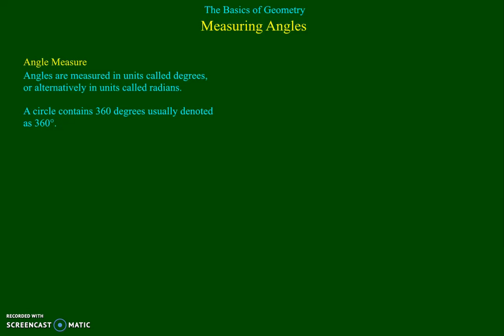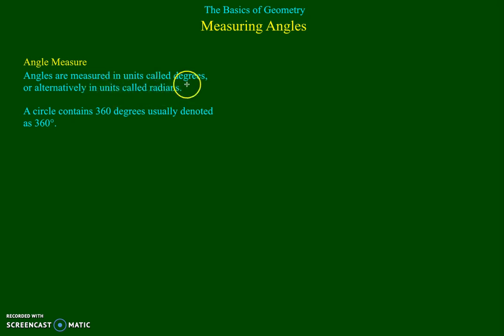This is part 8 of the series, The Basics of Geometry, and in this part we're going to continue our discussion of angles with the idea of measuring angles. To measure an angle we would use units called degrees. Alternatively, we're also going to use units called radians. That has a completely different meaning from a degree. We're going to look at that a little bit later.